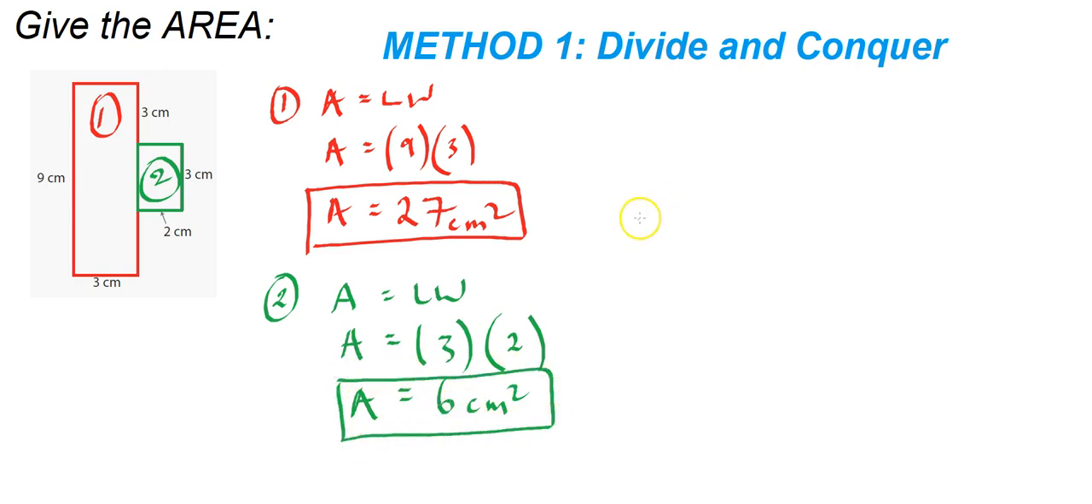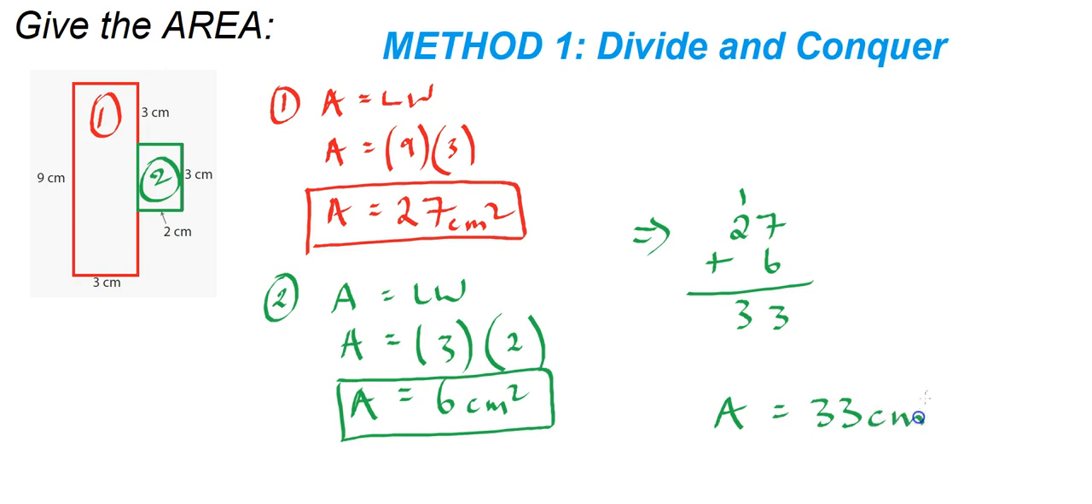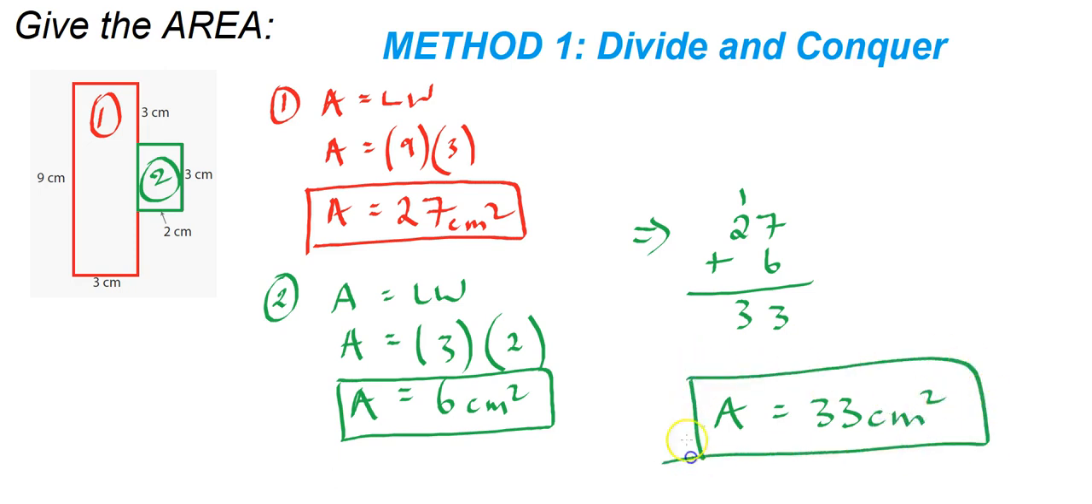So all we need to do now is add 27 plus 6, that equals 33. So the area equals 33 centimeters squared. And that is the area of the entire compound shape. So that's using method number 1, which I call divide and conquer.